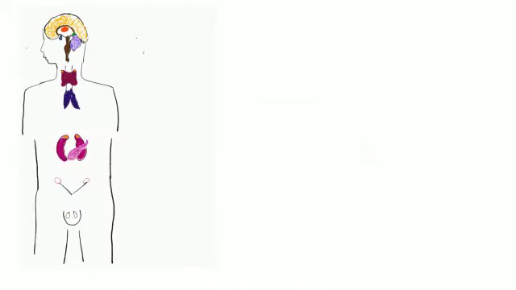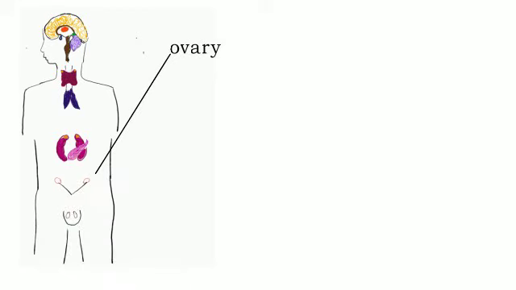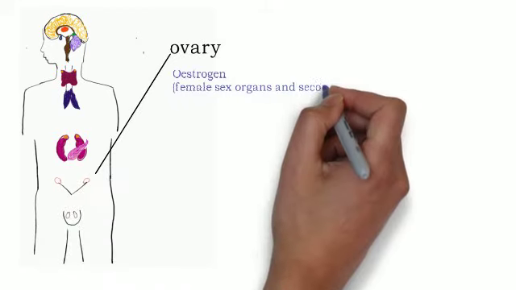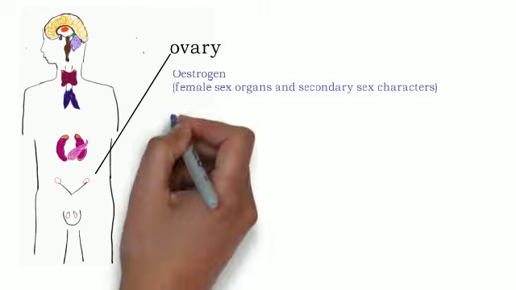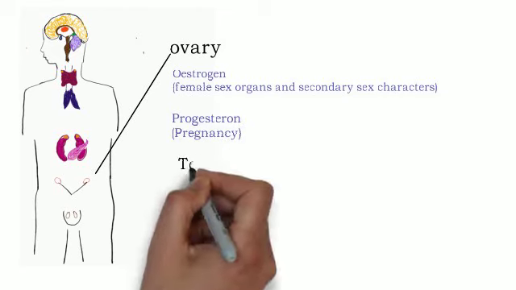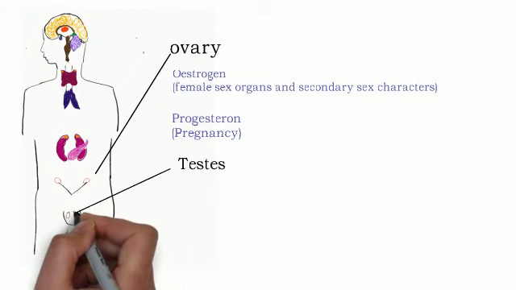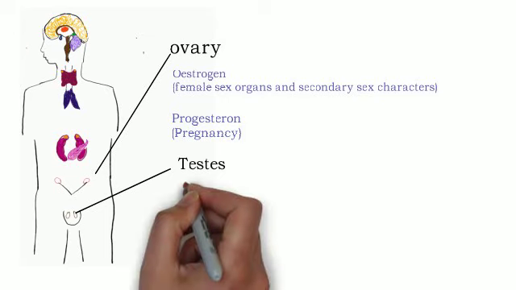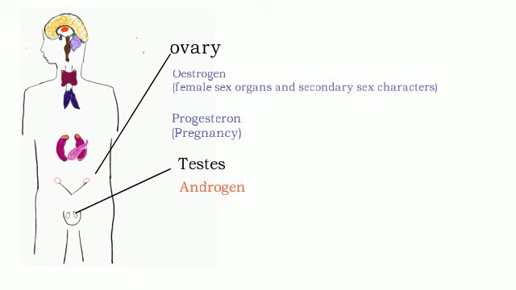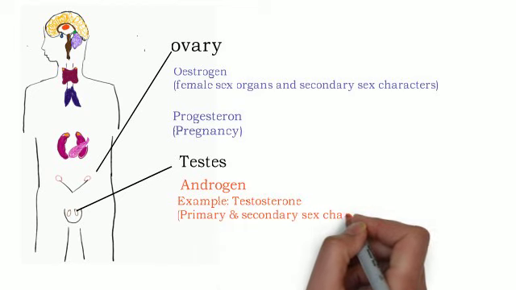Next are two hormones, namely estrogen and progesterone, which are secreted from the seventh endocrine gland present in female gonads, that is ovaries. Estrogen is primarily associated with the development of female sex organs and characters, whereas progesterone supports pregnancy. Likewise, male gonads, that is testes, secrete the male sex hormone testosterone or androgen, which supports development of primary sex characters in males and secondary sex characters like voice, beard, muscles, etc.